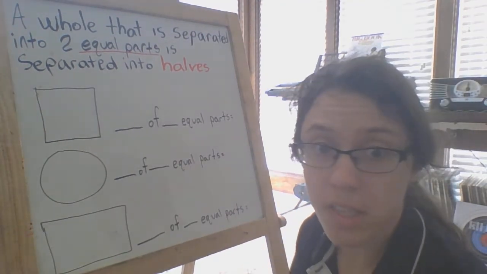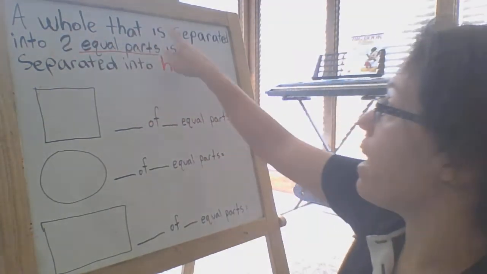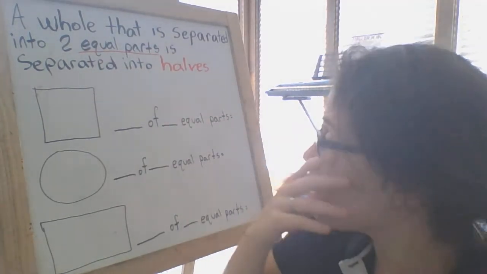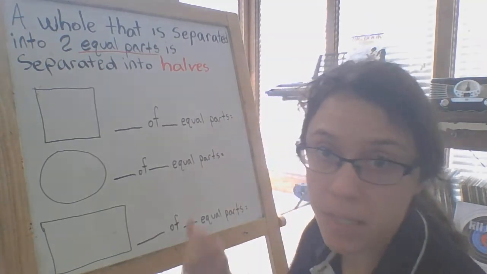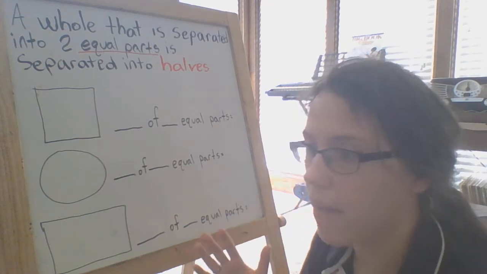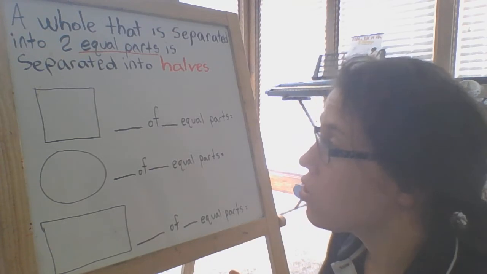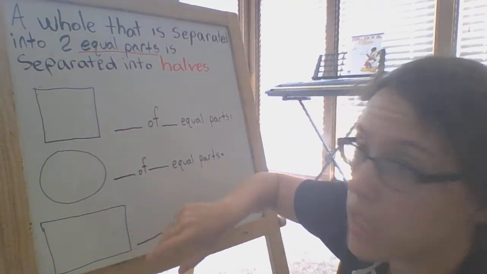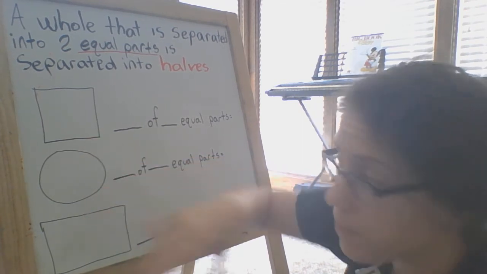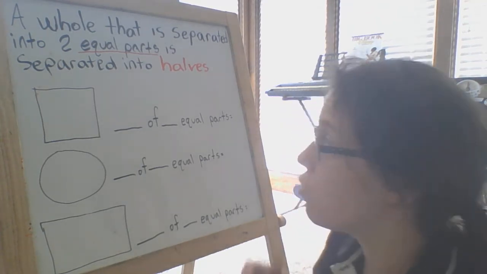Okay, the first thing we have to do is let's check back in that definition again. A whole that is separated into two equal parts is separated into halves. So now that we learned that from the last part, we need to see what happens when those two halves become 1/2 and how we build what is called that fraction. So I've got our wholes here. I have a whole square, a whole circle, and a whole rectangle. The first thing we have to do is we have to separate these wholes into how many equal parts?